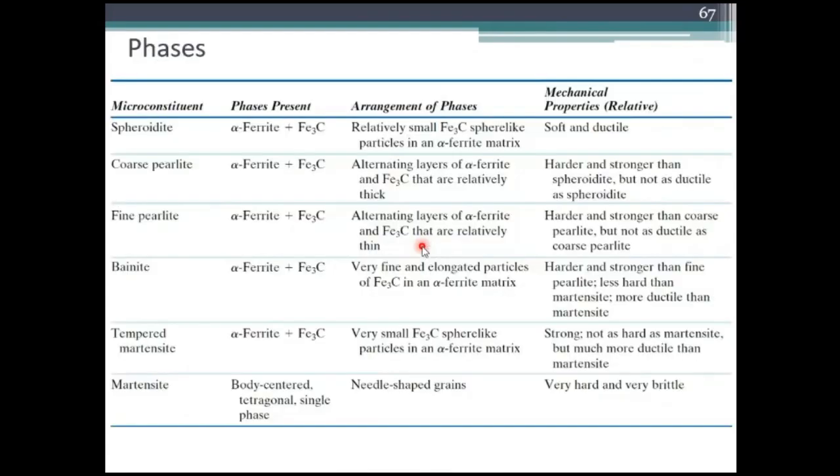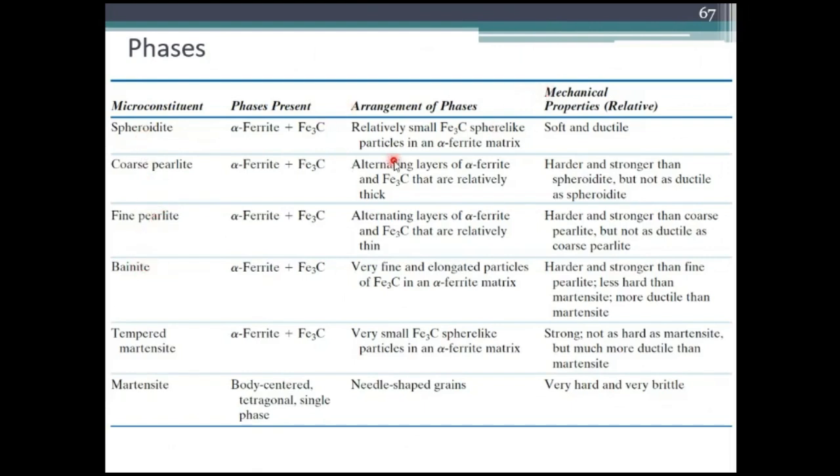Mainly there will be different micro constituents. For example, if you take a spheroidite, it will be a combination of alpha ferrite plus ferrite carbide. All the first four categories will be alpha type ferrite and ferrite carbide only, but the names will be different: spheroidite, coarse pearlite, fine pearlite and bainite.